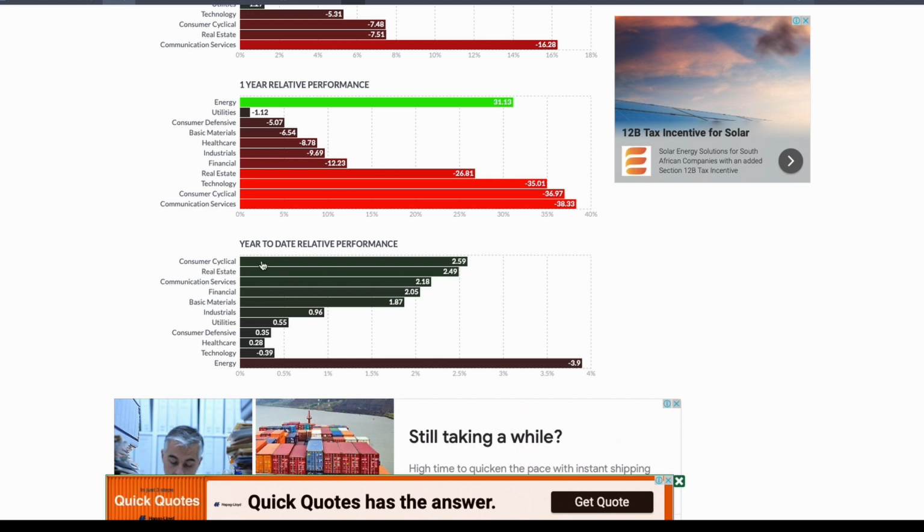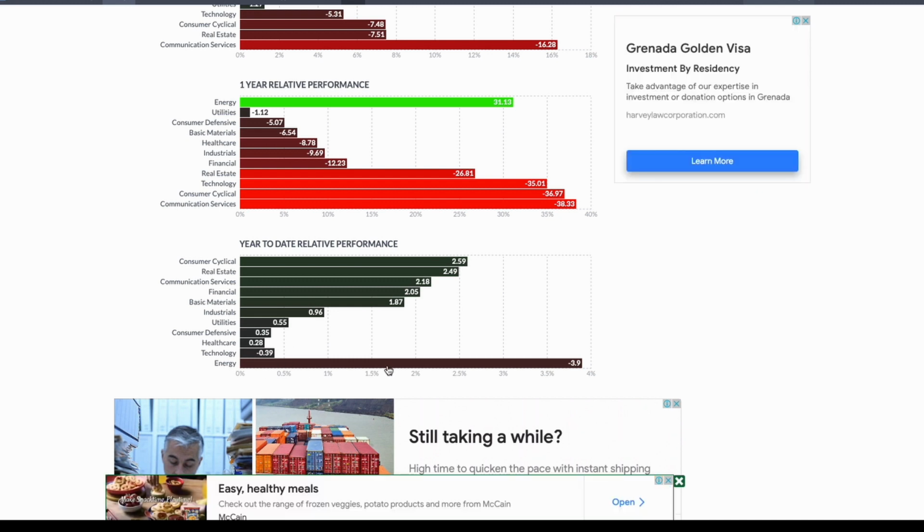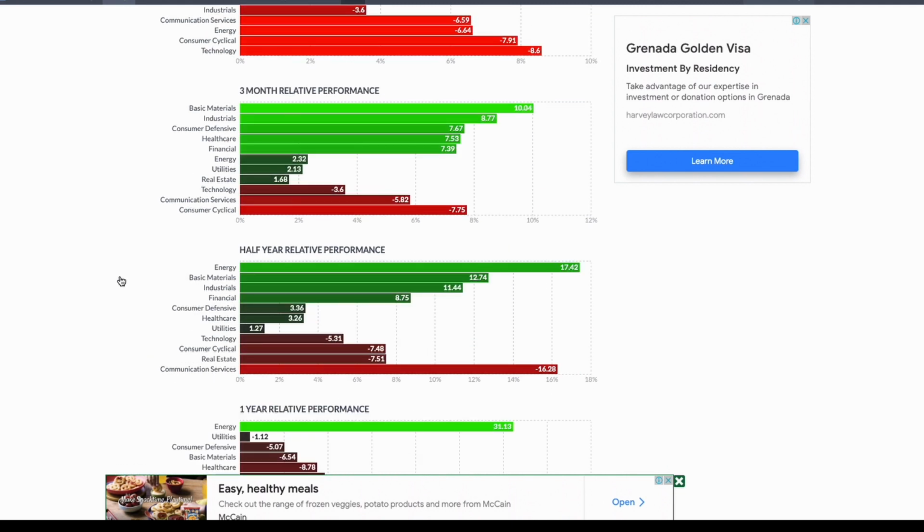But if we look at this, we can see that at this moment, the consumer cyclical is leading at about 2.6%, and then the energy sector is now a bit bearish at minus 3.9%. But this is just over a 3-day period. So we'll see how things have been changing.